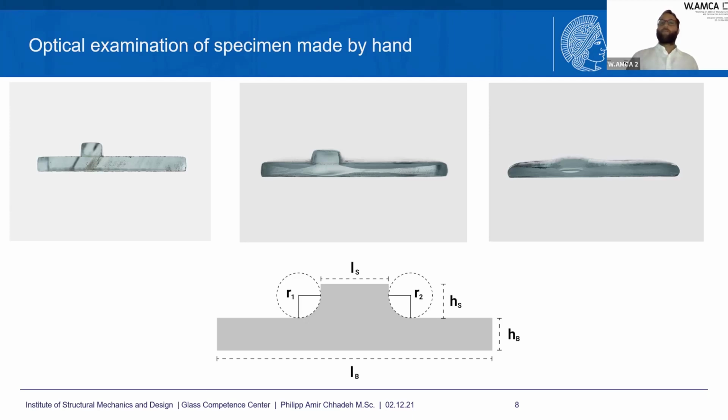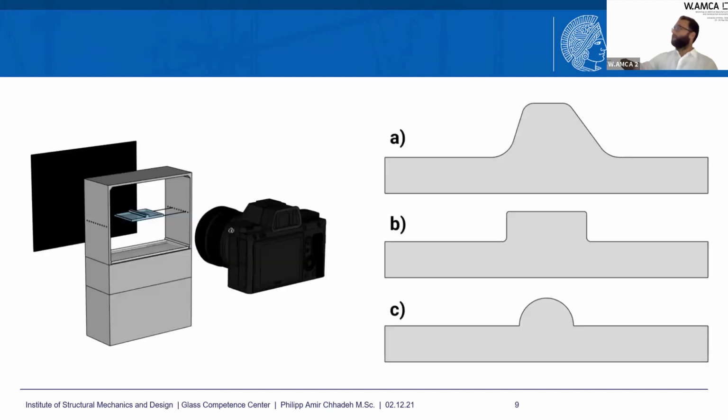So we want to do an optical examination of those specimens, and we use a setup with the camera, those specimens, and a light source from the bottom. So the specimen is in front of a dark background, and then we can see what shape our added fused glass strip has. For example, those strips, those kinds of sections we can then analyze.